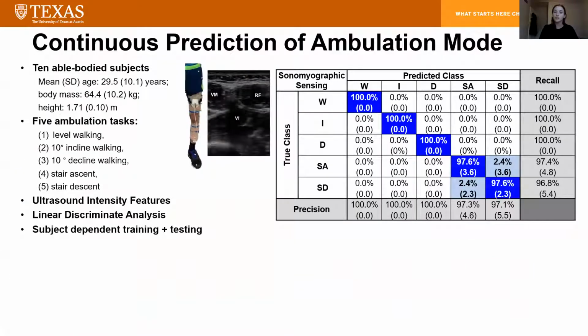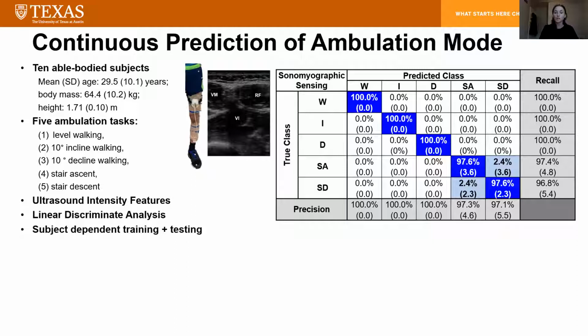The first experiment we completed was the continuous prediction of ambulation mode. We collected data from 10 able-bodied subjects equipped with a 128-element linear array transducer placed transversely on the anterior thigh to collect ultrasound images of the vastus medialis, rectus femoris, and vastus intermedius muscles. Subjects were asked to complete 5 ambulation tasks, and ultrasound intensity features were extracted from the continuous stream of ultrasound images collected during these tasks. The ultrasound intensity features consisted of mean image intensity extracted from 3x3 millimeter blocks of the ultrasound image ranging from superficial to deep muscle tissue.